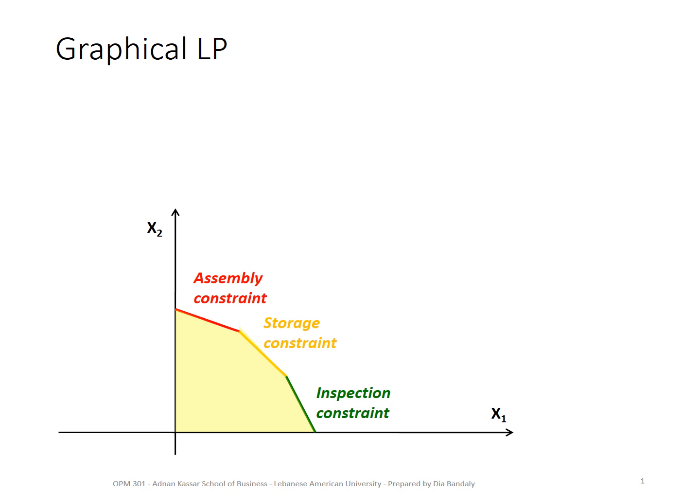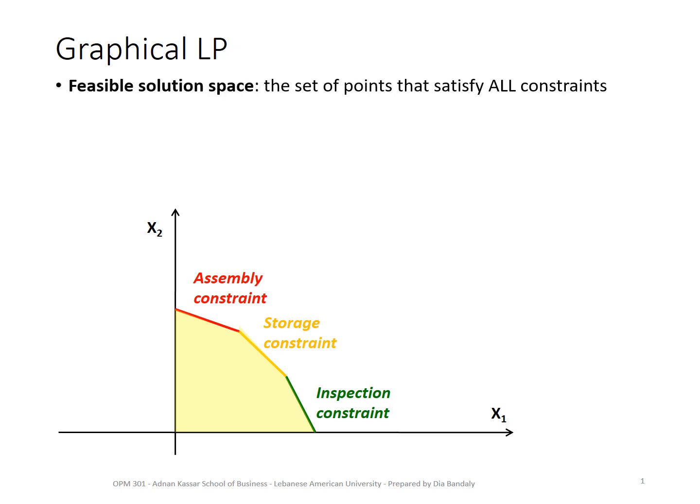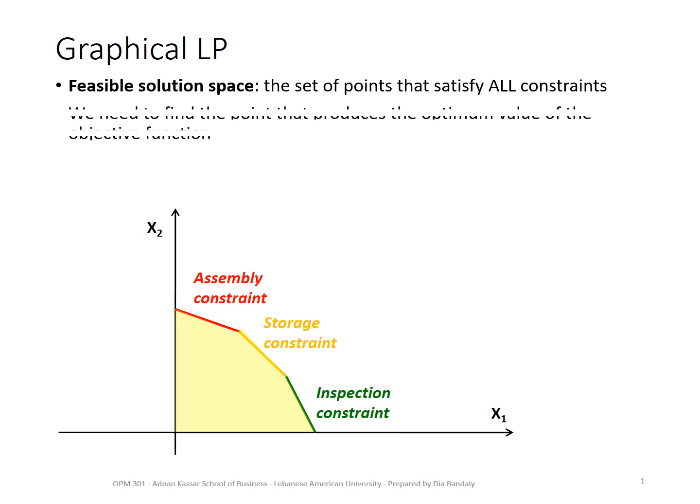Okay, so we call that the feasible solution space, right? And please always remember that the feasible solution space contains points that are all feasible solutions. That means they meet all the constraints. It's very important. Now, we need to find the solution, which is one point, right?